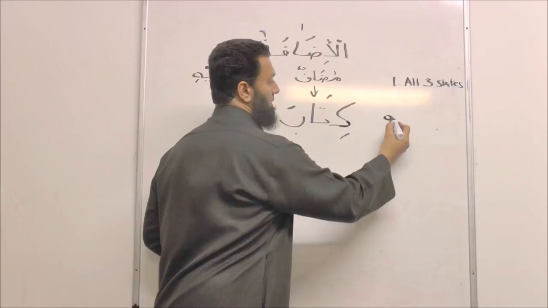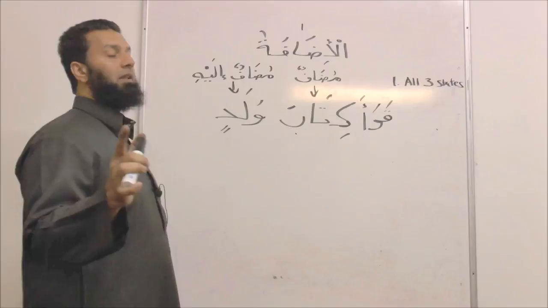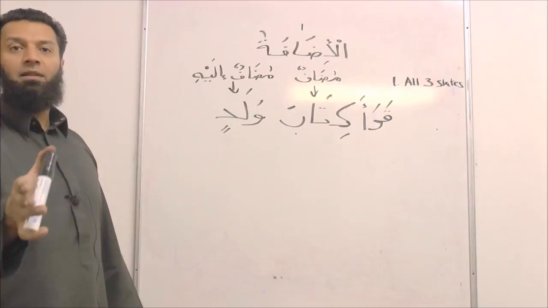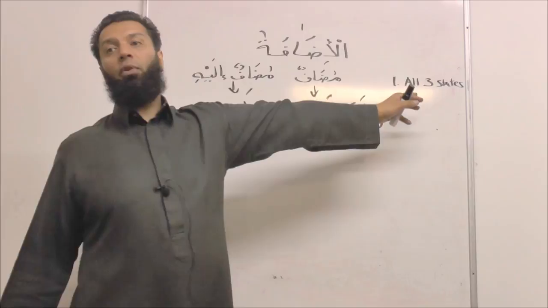Qara. Qara'a kitaba waladin. What does that mean? He read a boy's book. Right. He read a boy's book. Okay. And we can mention other examples, but the point is that the mudafun can be in all three states.